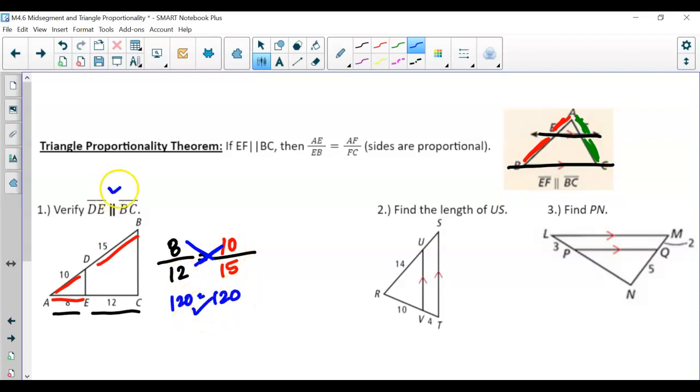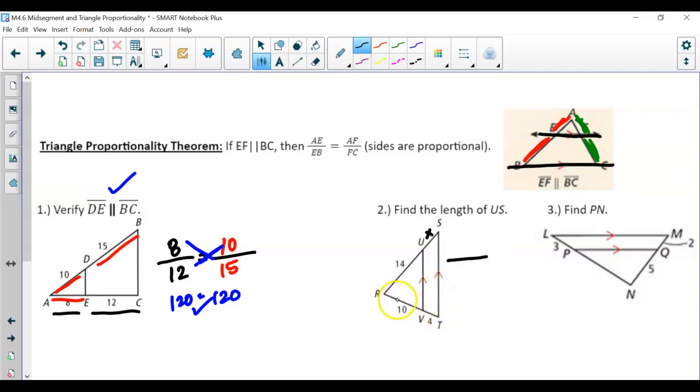So yes, they are parallel because the sides are proportional. So then if we wanted to find a missing value, let's say US, I'll put this as my X here. Now we are given, notice, that UV is parallel to ST, so we can now use the triangle proportionality theorem.